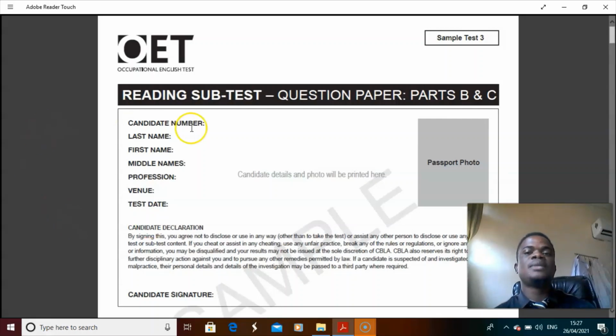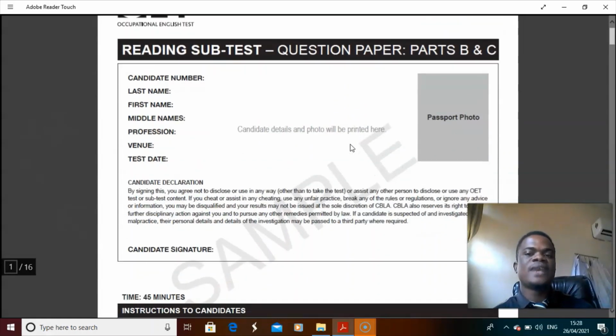All right, so let's go on. After part A, as I said earlier, part A will be collected, both the booklet and the question paper where you write down your answer. Then you will be given part B and part C as one booklet. Now, what I will advise you is this.